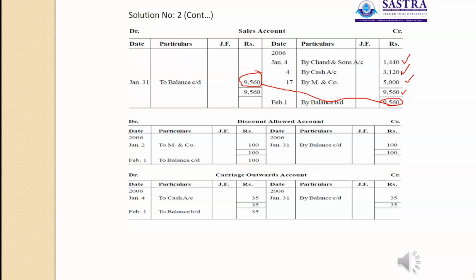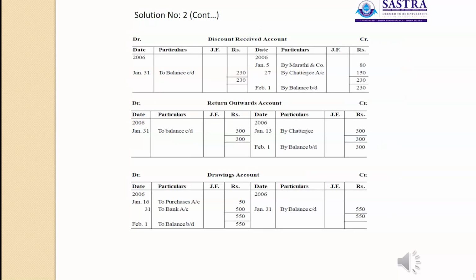The next one is discount allowed. Discount allowed to MN company rupees 100. Okay, by balance carried on rupees 100. That amount is transferred to February 1st, 100. The next one is carriage outwards account. To cash account 35. By balance carried on rupees 35.